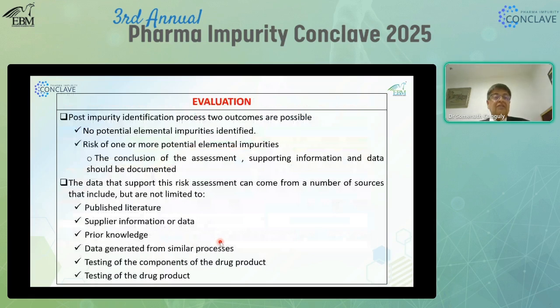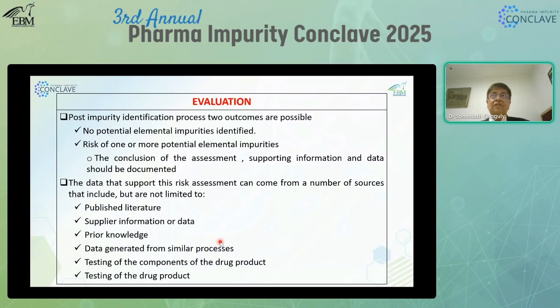Now evaluation. Post impurity identification, two outcomes are possible: one is a potential impurity identified, and the other is no potential impurities. If there are no potential impurities, then in any case you have to show these 7 or 10 elements as one-time data. The risk assessment report is very critical.